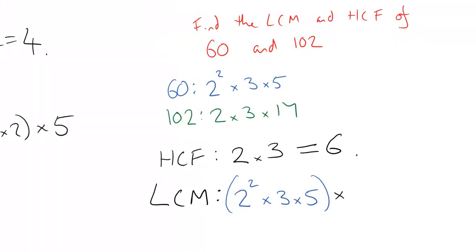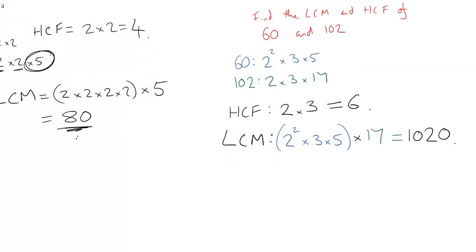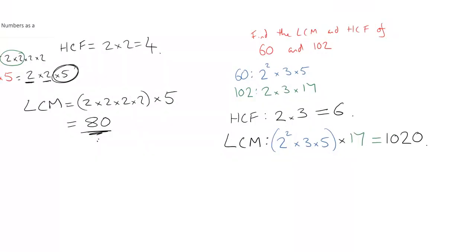All of those numbers there are definitely going to be coming together to make this LCM. Now, let's look at the green, the 102. Well, I've already used a 2 and a 3, but I haven't yet used a 17. So I'm going to need to use that 17 as well. So if I multiply 2 squared times 3 times 5, which we already know is 60, by 17, I'm going to have my LCM. That's going to be 1020. Okay, I hope this gives you some insight into how to find the HCF and LCM in a different method.